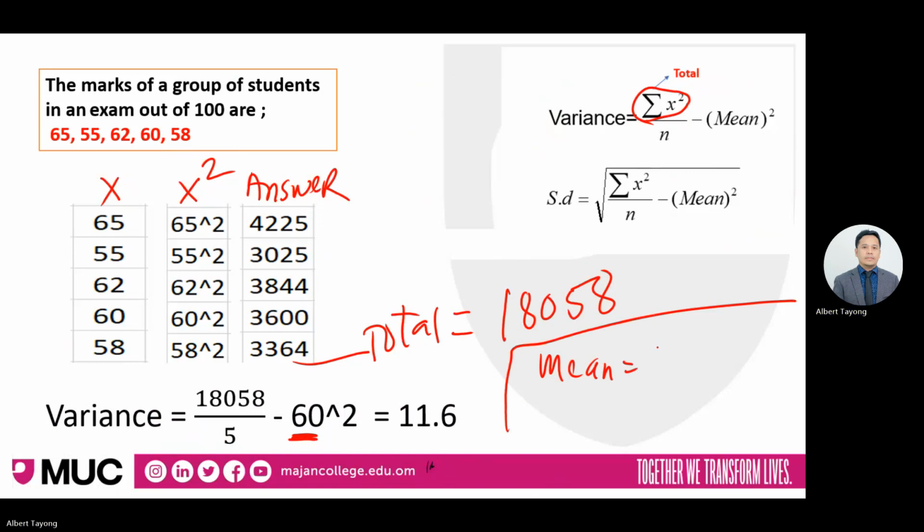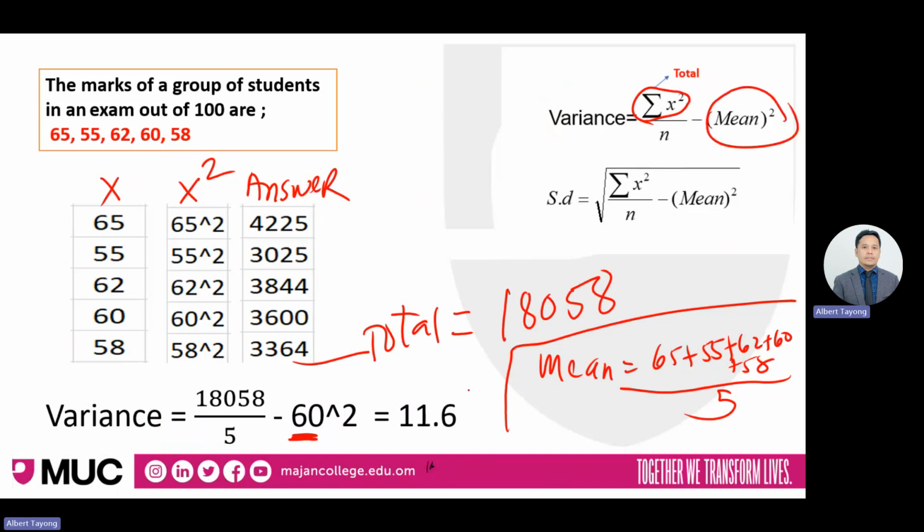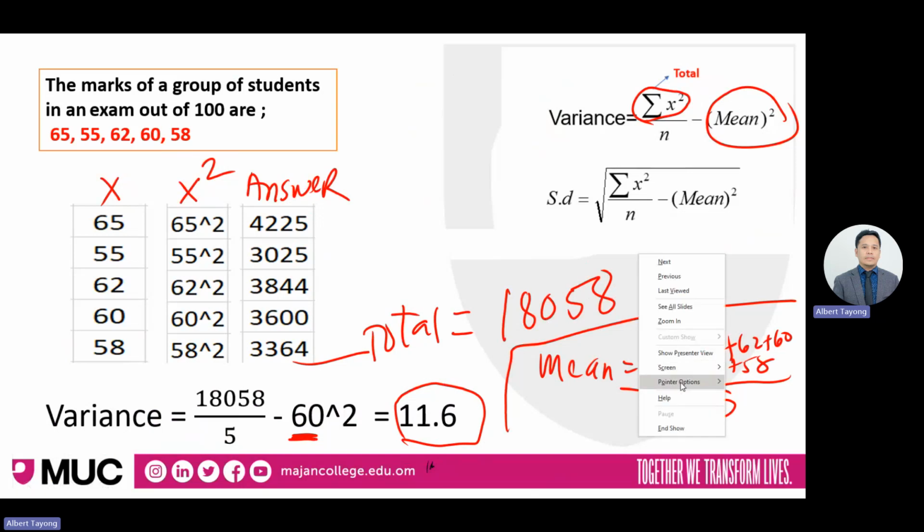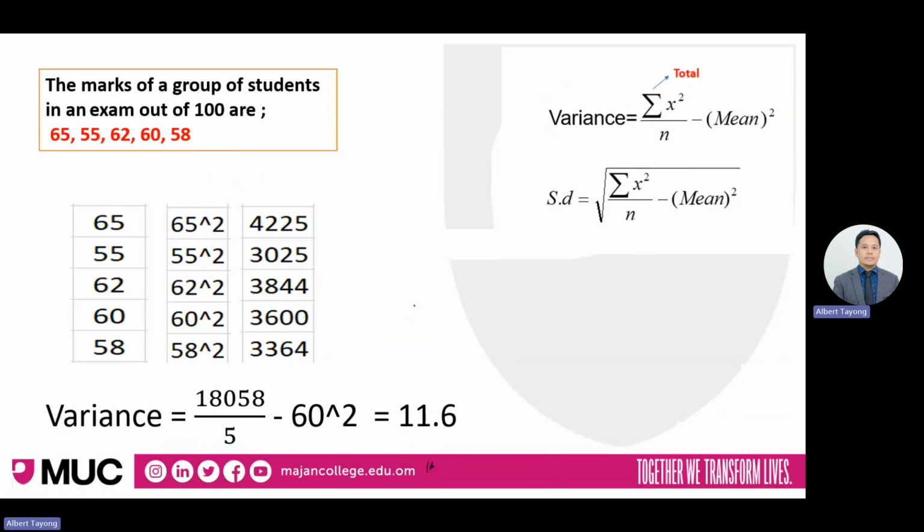Okay, we solved this a while ago. 65 plus 55 plus 60 plus 58 all over 5. The answer is 60 raised to the power of 2. The answer is 11.6. Right? So this is what I was talking about a while ago. We solved this already using the manual method. The answer is 11.6 in terms of the variance.